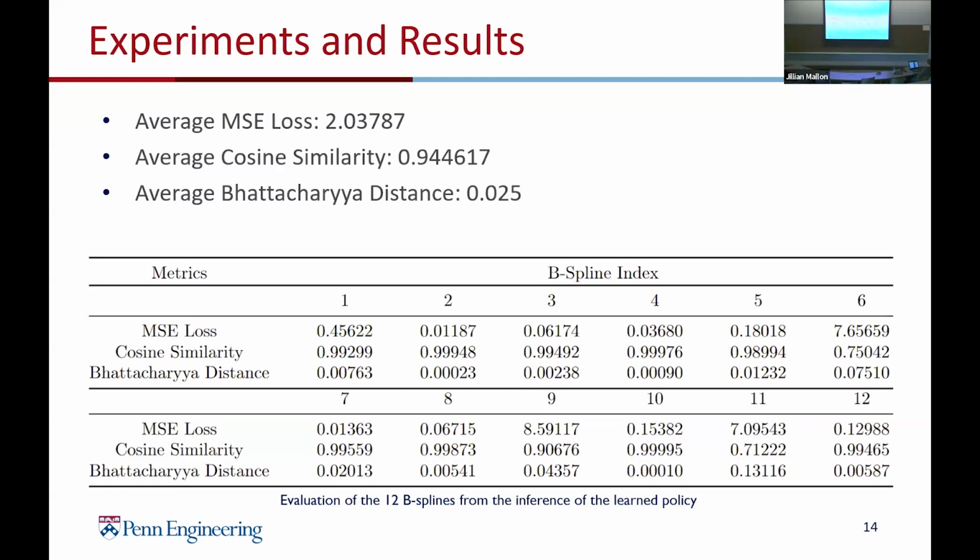Also, we quantitatively compare the closeness between the learned policy and the expert using several different metrics, as you can see on the bottom of the slide, including MSE loss, cosine similarity, and bilateral distance. On average, we are able to achieve an MSE loss of 2.03, an average cosine similarity of 0.94, and an average bilateral distance of 0.025, which further indicates that our learned policy can perfectly replicate the behavior of the expert planner.